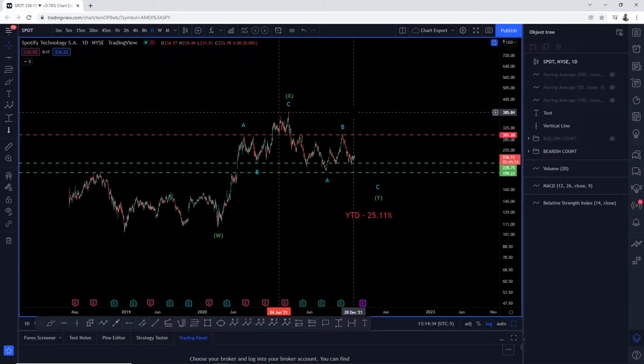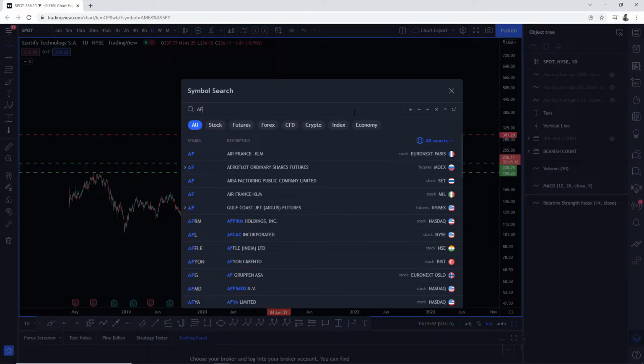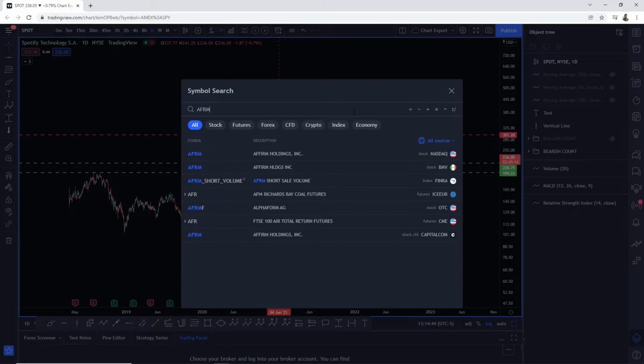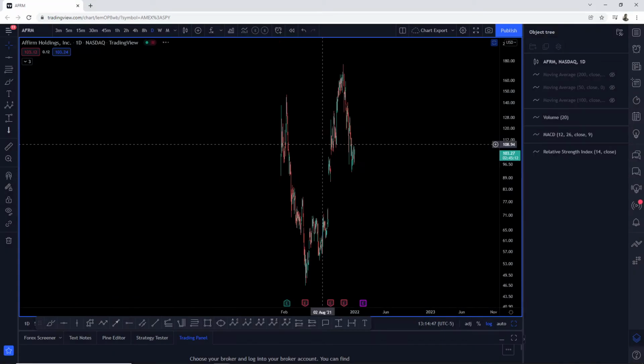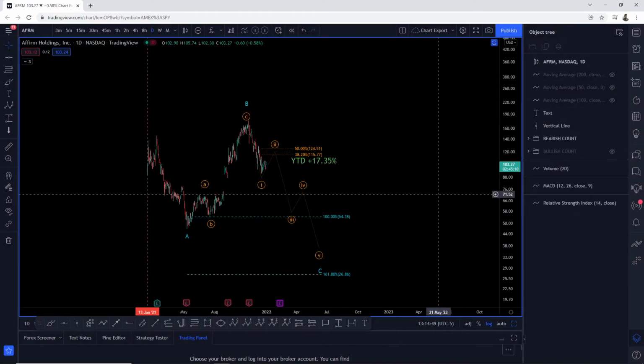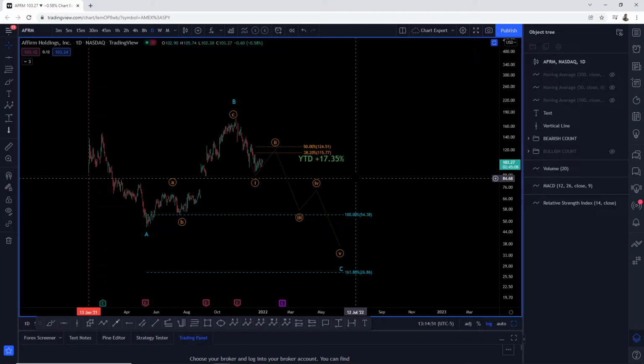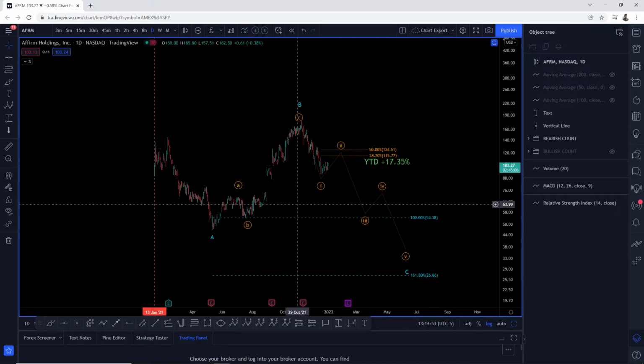I'm not favoring Spotify too much, but it is one to keep on watch. Over to the last one I want to review for the day is Affirm. AFRM, Affirm Holdings. Affirm Holdings is positive for the year, up plus or minus 17%. But I will review two counts. This is the bearish count.